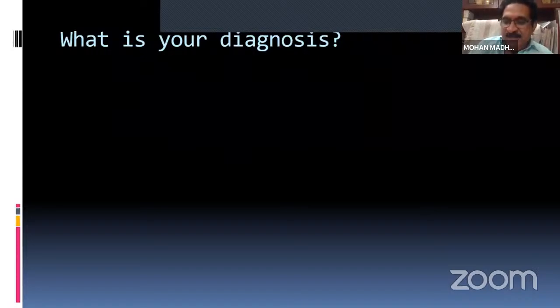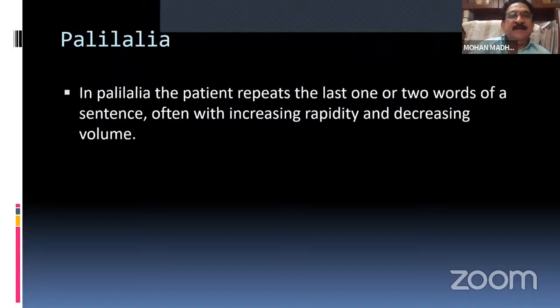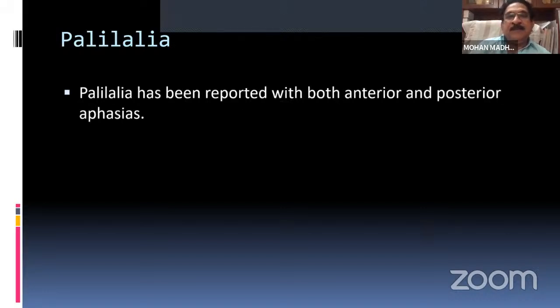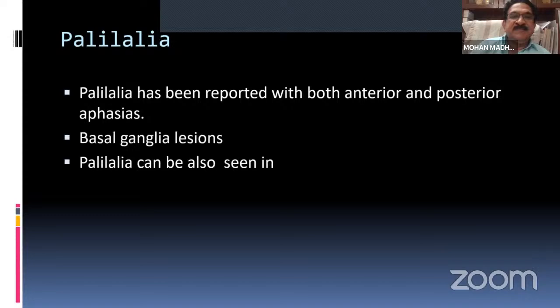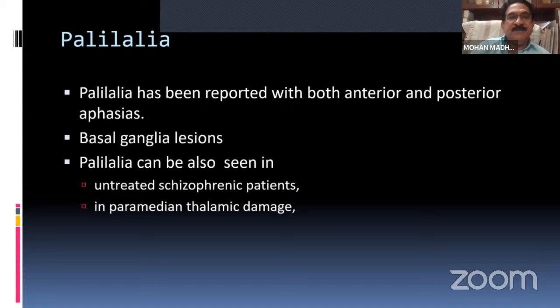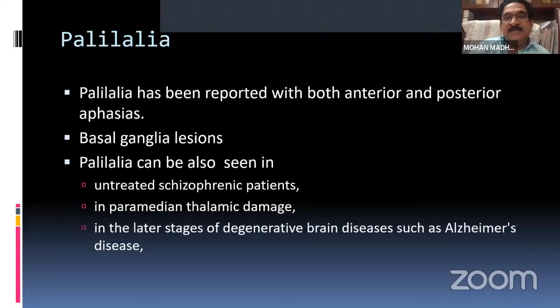So he tends to repeat the last two words or syllables again and again. Palilalia repeats the last one or two words of a sentence, often with increasing rapidity and decreasing volume. It can be seen in aphasic syndromes, basal ganglia lesions, and also in schizophrenic patients, paramedian thalamic hemorrhage, and degenerative brain disease.